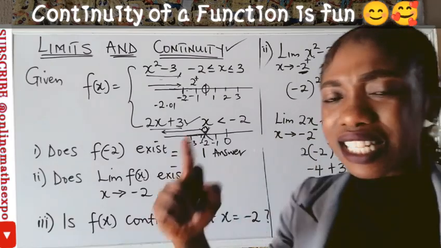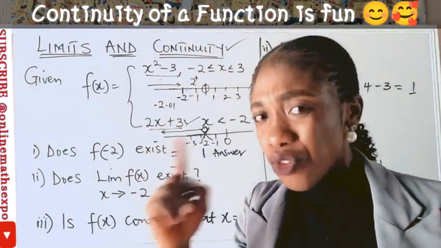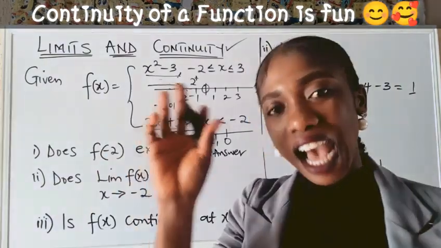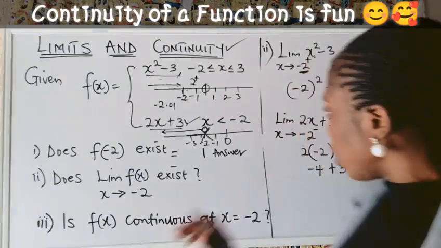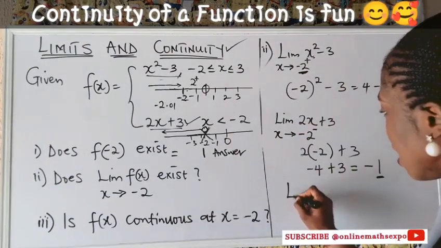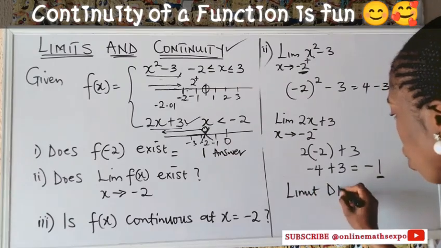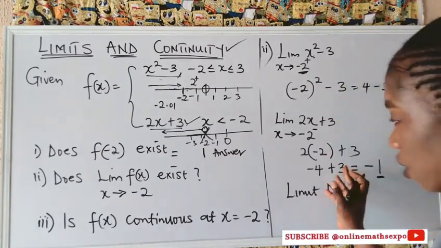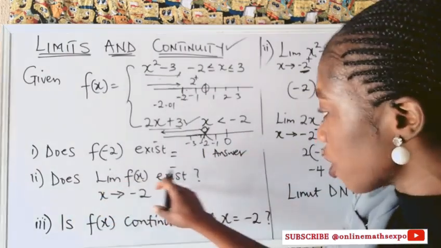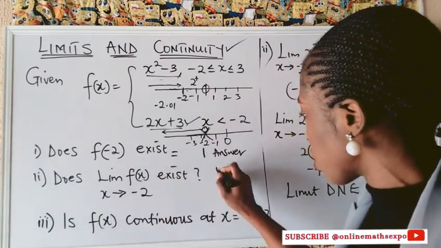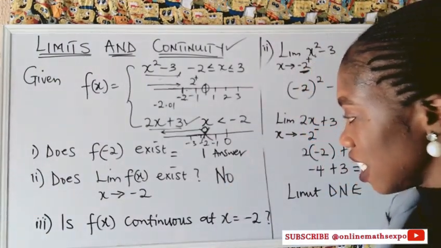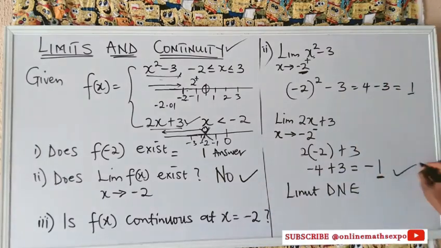Now, can we say that this limit exists? Remember, we also said limits exist if the left and the right side are equal. But in this, the left and the right are not equal. So we can say the limit does not exist for this particular function. And if that is the case, does the limit of f of x exist at this point? We say no, it does not exist. Then the next thing is, we have answered this, and this is the solution.